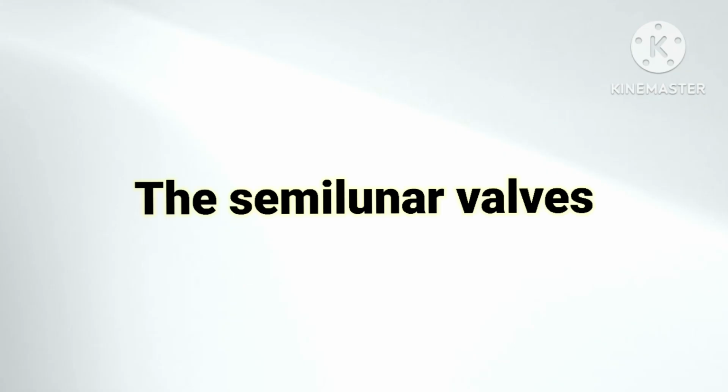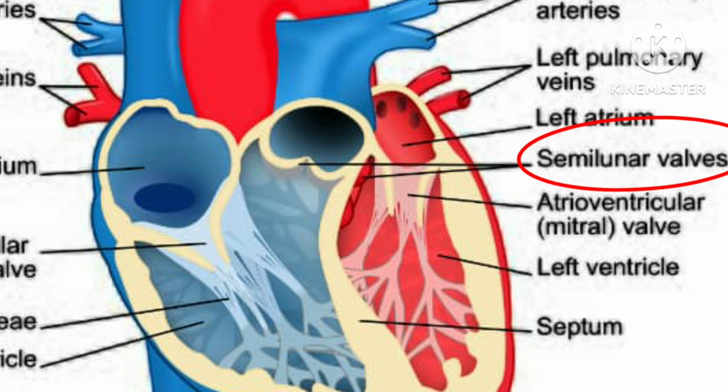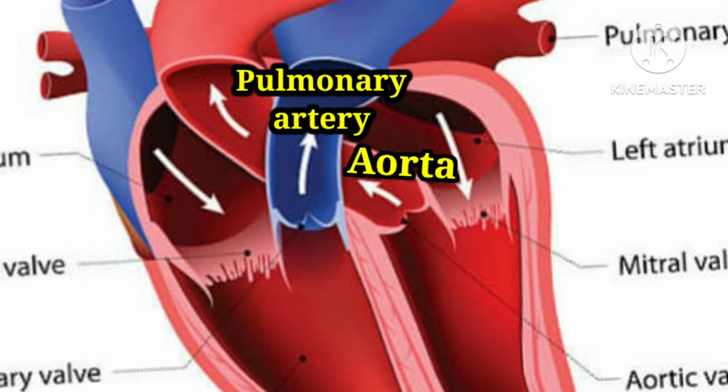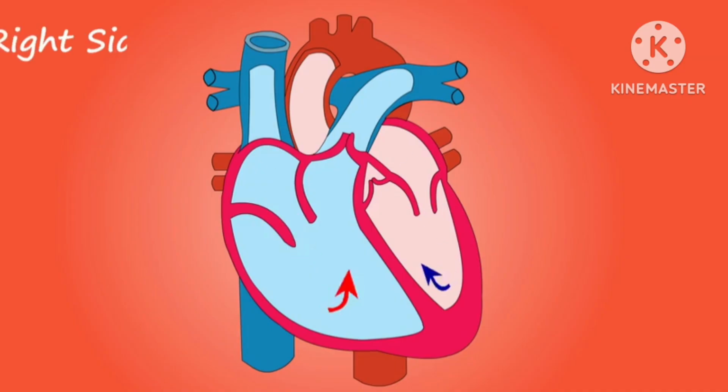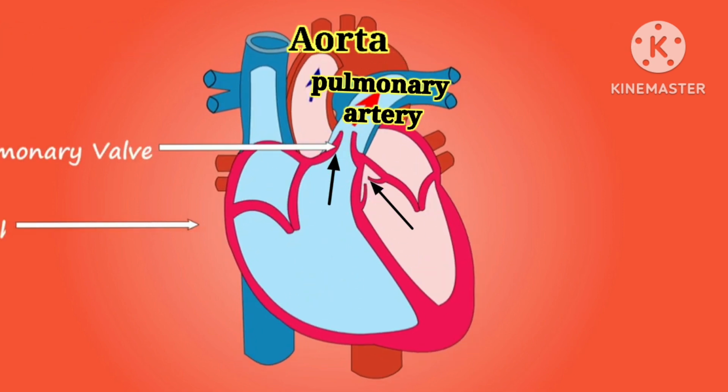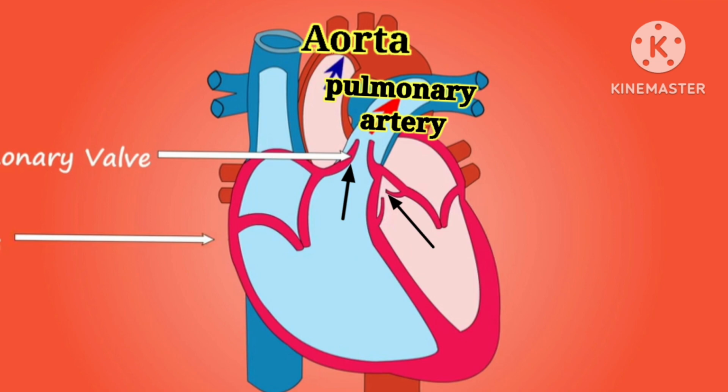The semilunar valves. The general function of semilunar valves is the same as that of atrioventricular valves. That is, they open towards the aorta and pulmonary artery respectively to allow flow of pumped blood into the aorta and pulmonary artery, and they close to prevent backflow of blood into the ventricles.